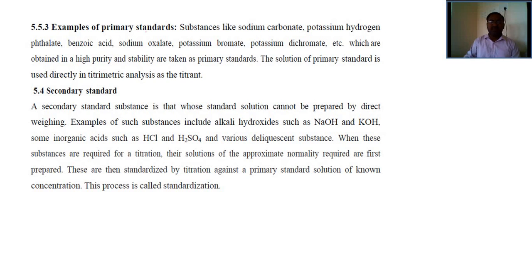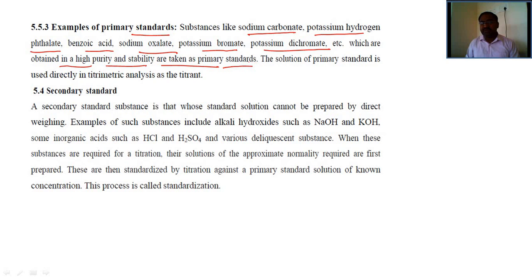Consider some examples of primary standard solutions like sodium carbonate, potassium hydrogen phthalate, benzoic acid, sodium oxalate, potassium bromate, potassium dichromate, which are obtained in high purity and stability and are taken as primary standards. The solutions of a primary standard are used directly in titrametric analysis as the titrant.